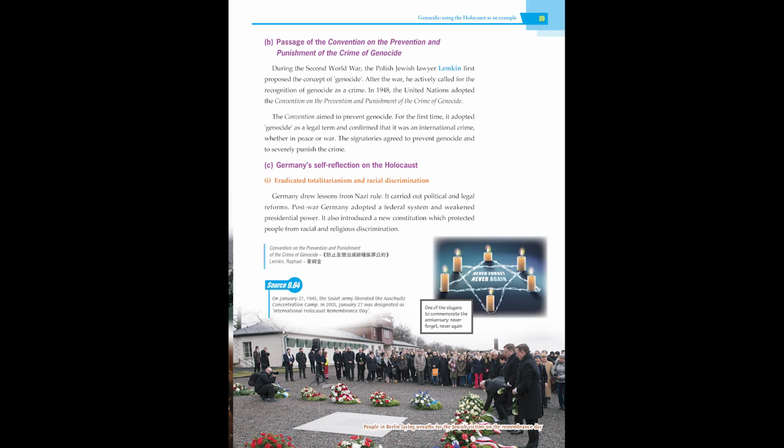C. Germany's self-reflection on the Holocaust. 1. Eradicated totalitarianism and racial discrimination. Germany drew lessons from Nazi rule. It carried out political and legal reforms. Post-war Germany adopted a federal system and weakened presidential power. It also introduced a new constitution which protected people from racial and religious discrimination.